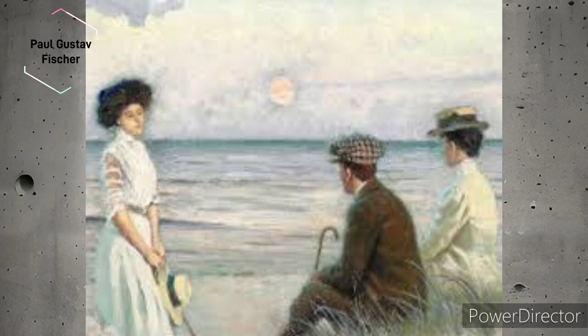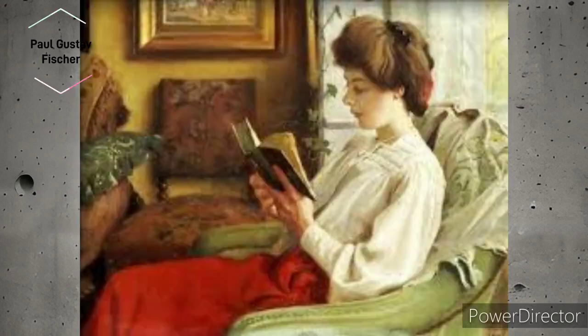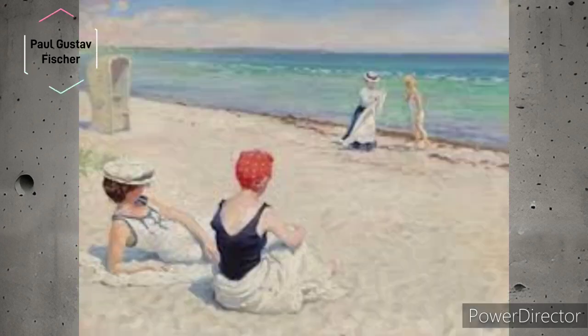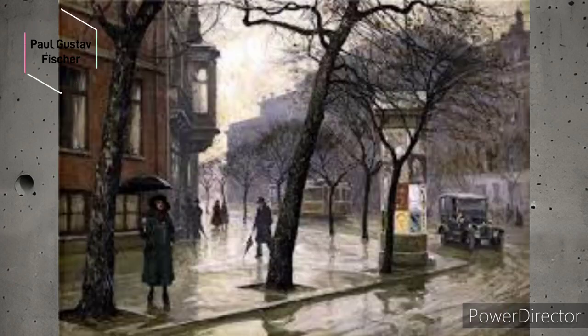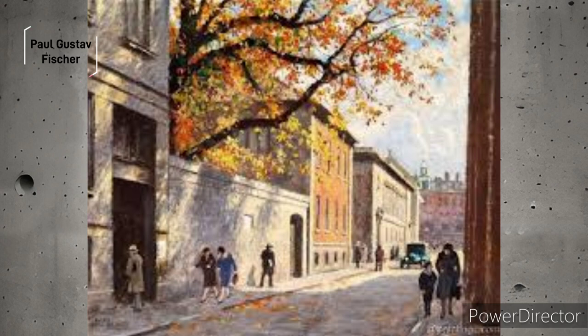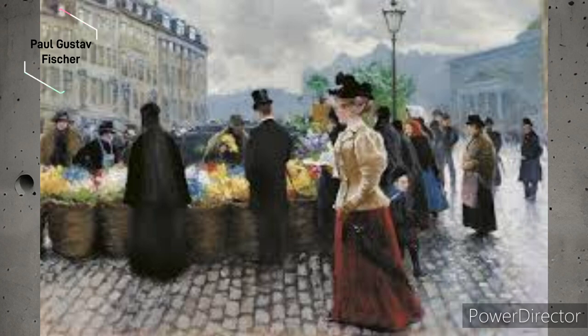Paul Gustav Fischer's works were widely appreciated during his lifetime. His depictions of Copenhagen are considered some of the finest representations of Danish urban life in the late 19th and early 20th centuries. His ability to bring life to everyday scenes resonated with viewers and critics alike, earning him widespread acclaim across Europe. He participated in exhibitions in Paris, Berlin, and Munich, and his works were collected by art lovers both in Denmark and abroad.